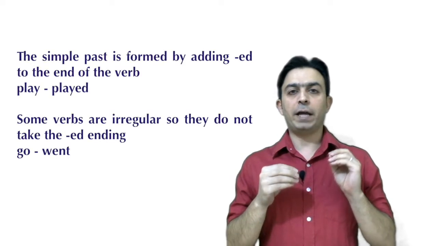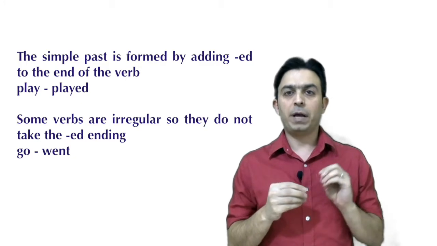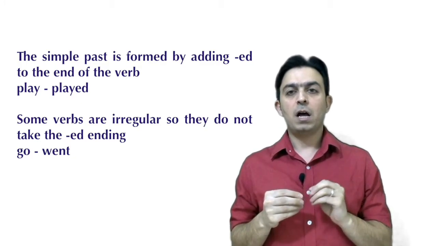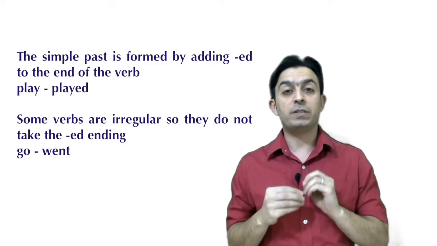So we usually just add ed to the end of the verb to make it past. Some of the verbs are irregular. For example, go, went, they don't take the ed ending.